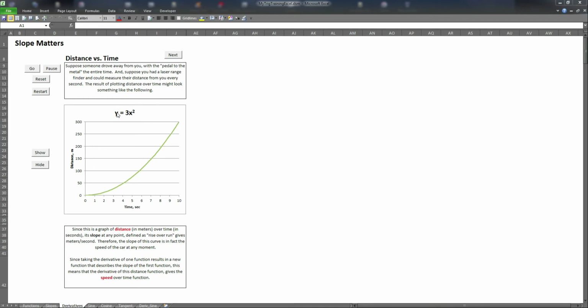I've chosen this function because it's a good way to talk about the shape of the curve and the derivative and the results and that kind of thing. So what we have here is a parabola. It's an exponential with a power of 2.